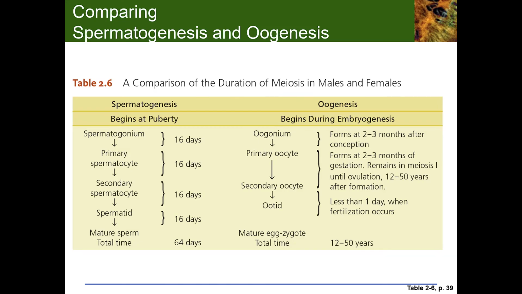And then this is a great table comparing spermatogenesis and oogenesis. Again, this is something worth knowing. What's nice here, if you look at spermatogenesis, everything's just 16 days apart. If you have the 16, 16, 16, 16, then you get the full 64 days to maturity. For oogenesis, again, 12 to 50 years is the total time for the egg to mature.